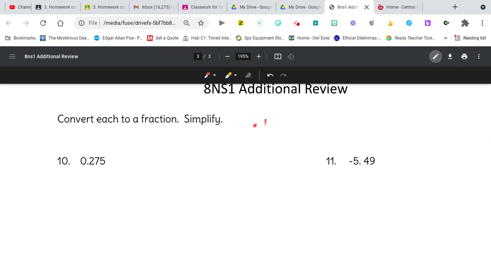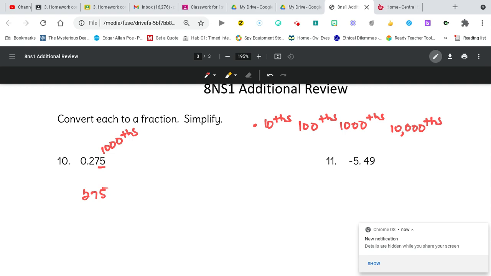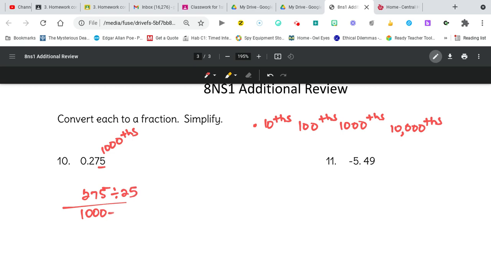So you need to remember tenths, hundredths, thousandths, 10,000ths, and so forth. Okay, guys? I'm not going to keep going with it. Well, this ends in the thousandths place. So you're going to write this as 275 over 1,000. And I'm going to divide each by 25 because it tells me to simplify.